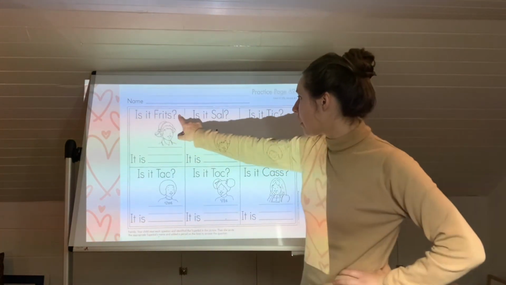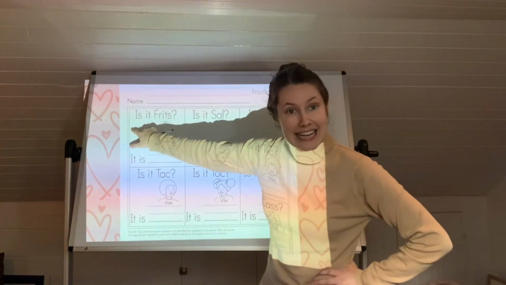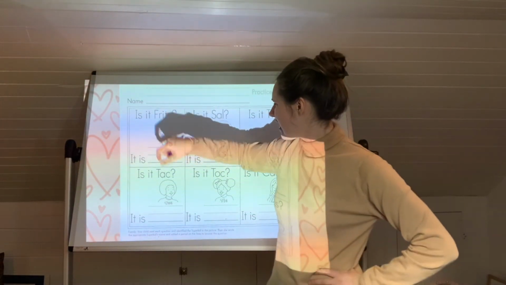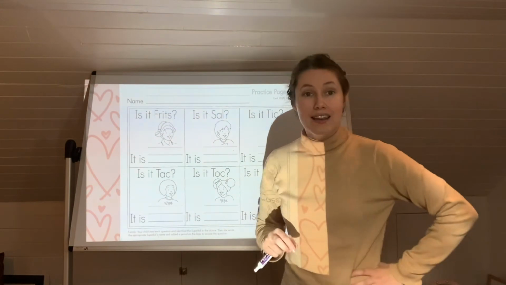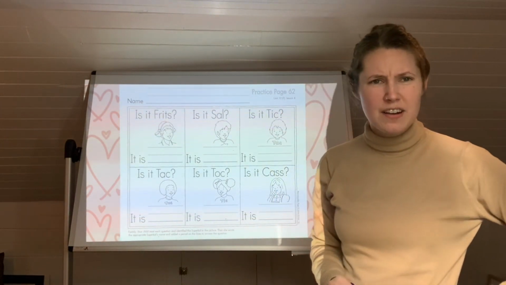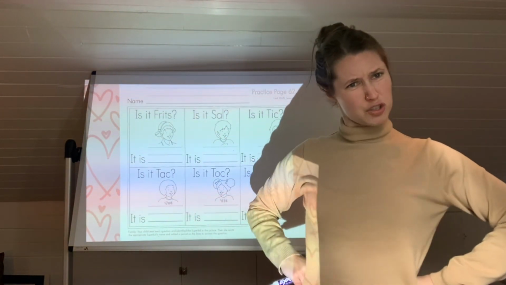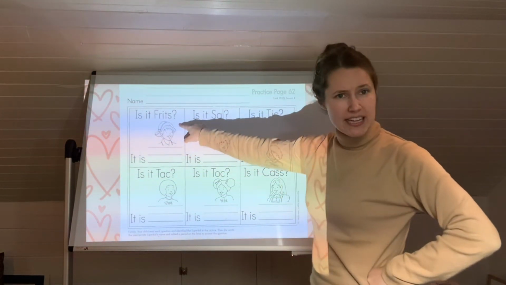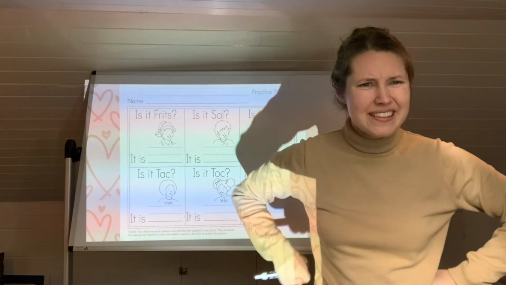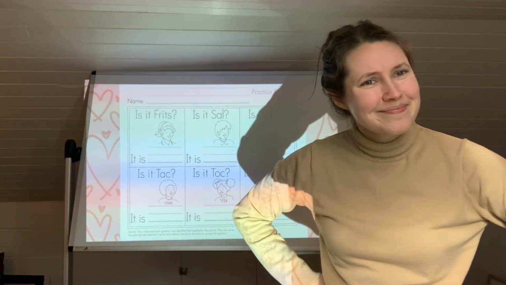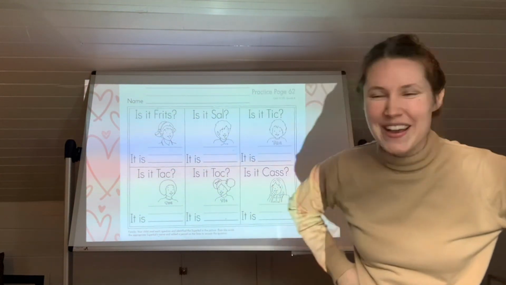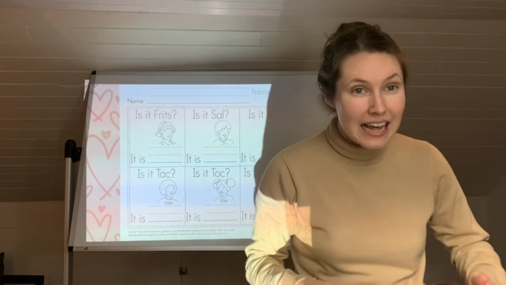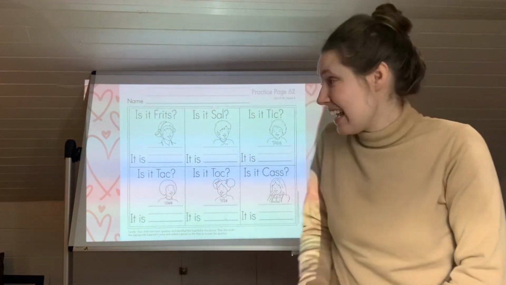And they all start with the words, is it? And then it's asking you, is it a super kid? Now your job here is to figure out, is that picture the right super kid? The first box says, is it Fritz? Now, is that a picture of Fritz? No, that's not a picture of Fritz. We want to write a declarative sentence telling us who that super kid is.